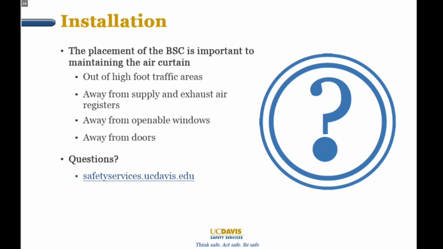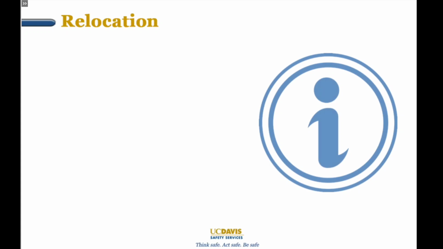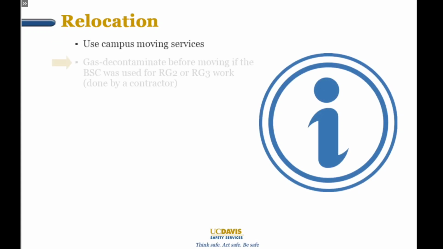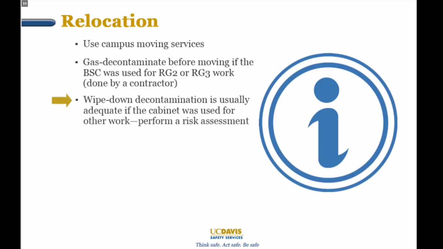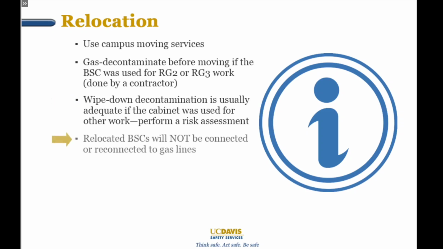If you need to relocate a BSC, be sure to use campus special services for moving. The BSC will need to be gas decontaminated by a contractor before being moved if it was used with Risk Group 2 or Risk Group 3 biohazards. A thorough wipe down with an appropriate disinfectant is usually adequate for BSCs used for other purposes. Finally, no BSCs, new or relocated, will be connected to gas lines in order to discourage open flame use.